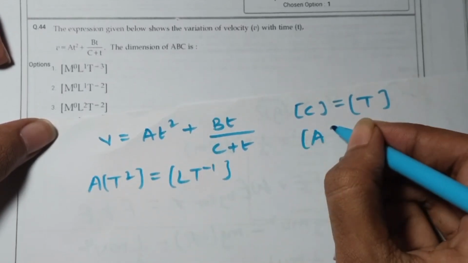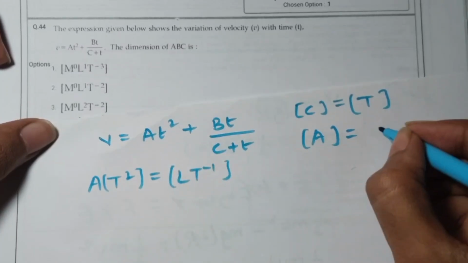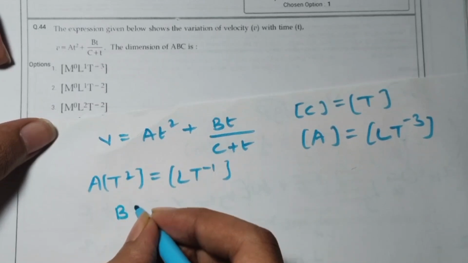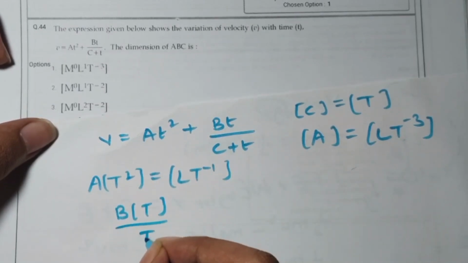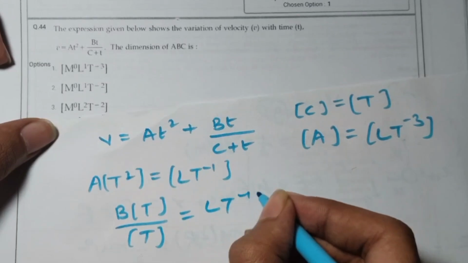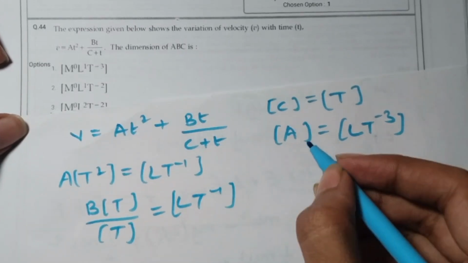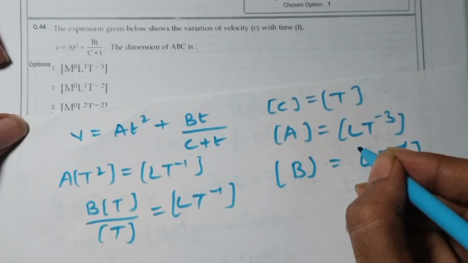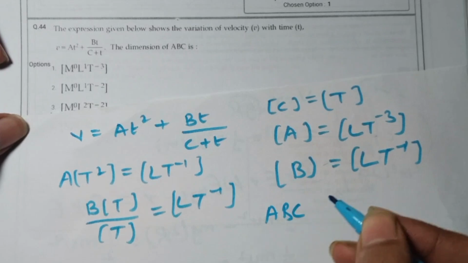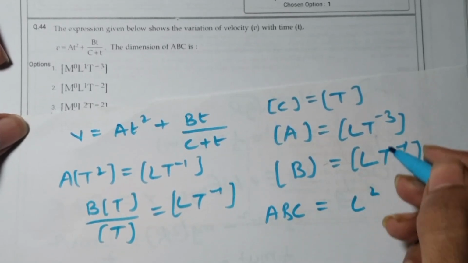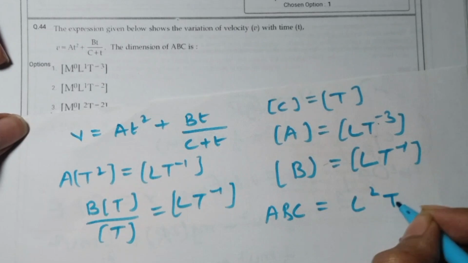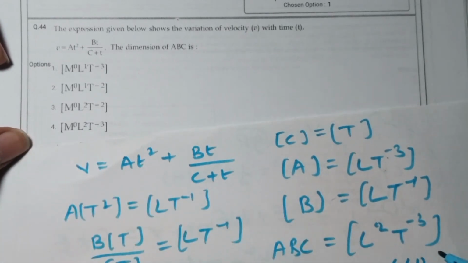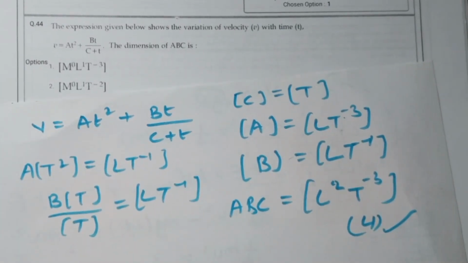So we are having a dimensions as L T power minus 3. And b into t, this is also time in case if you observe, should have velocity dimensions. That means we are having dimensions of b as same as velocity dimensions. He was asking A, B, C dimensions: L square T power minus 4, L T power minus 3, and T, which is option number 4, right?